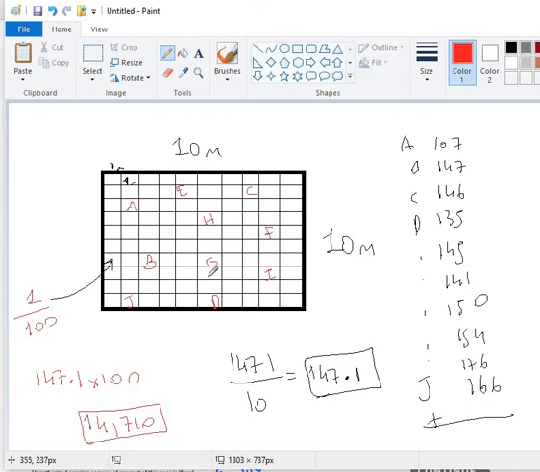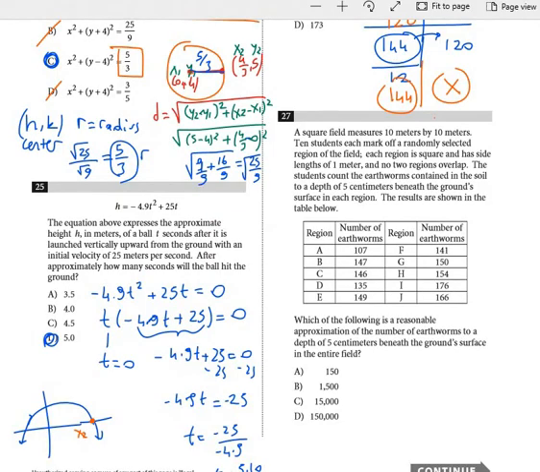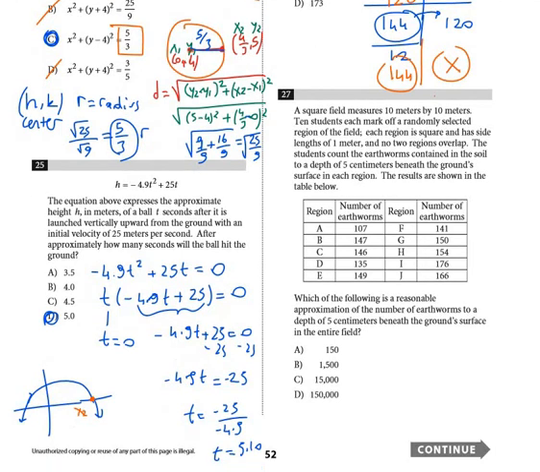So this question is a little bit tricky. If you directly use 147, it is not representing the whole. It's representing just these 10 cells. But each cell is representing 1/100th of the total region, which is 10 meter by 10 meter. So this is the number we're going to use. So it is closest to 15,000. So 15,000 is the number.